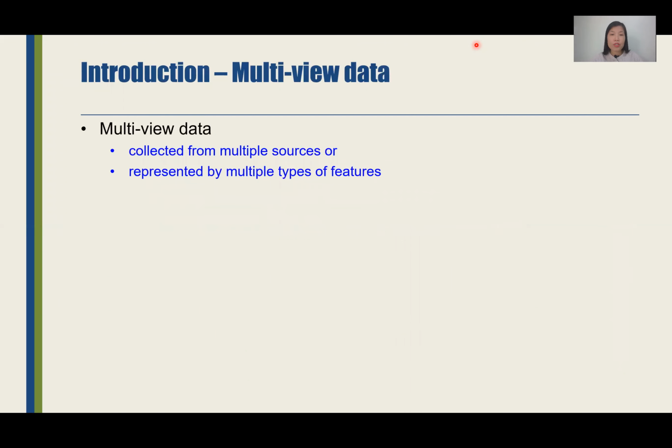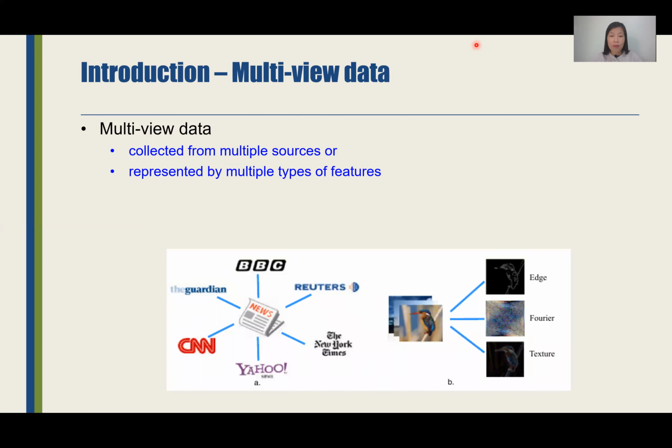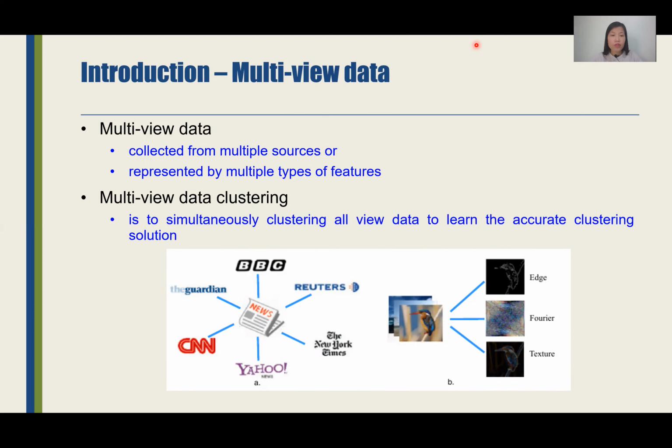So what is the MultiView data? MultiView data is the data where data samples are collected from multiple sources or represented by multiple types of feature, as shown in the example in the figure. The multi-view data clustering is a process to simultaneously cluster all view data to learn the accurate clustering solution.